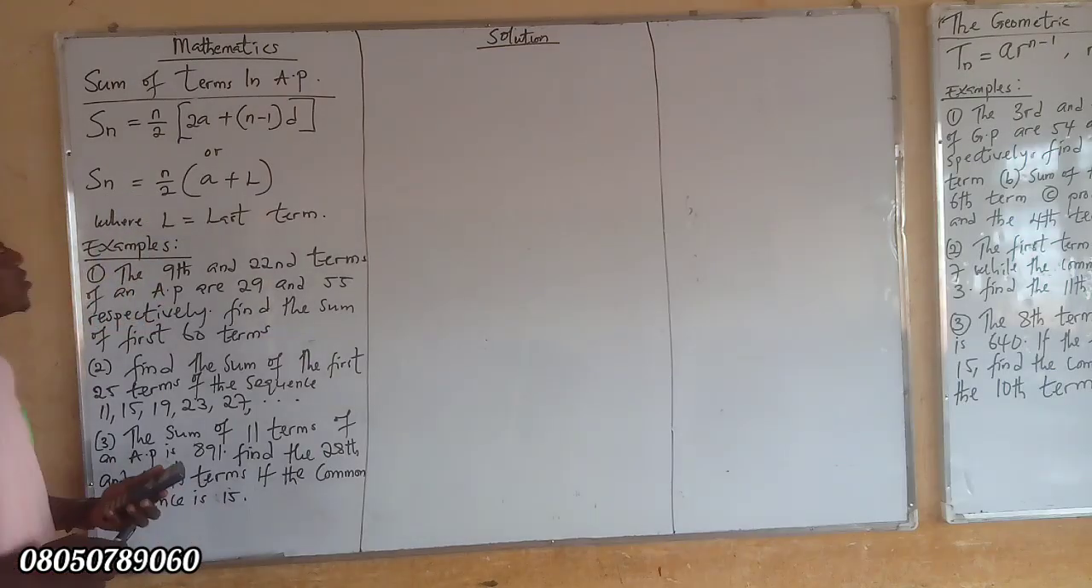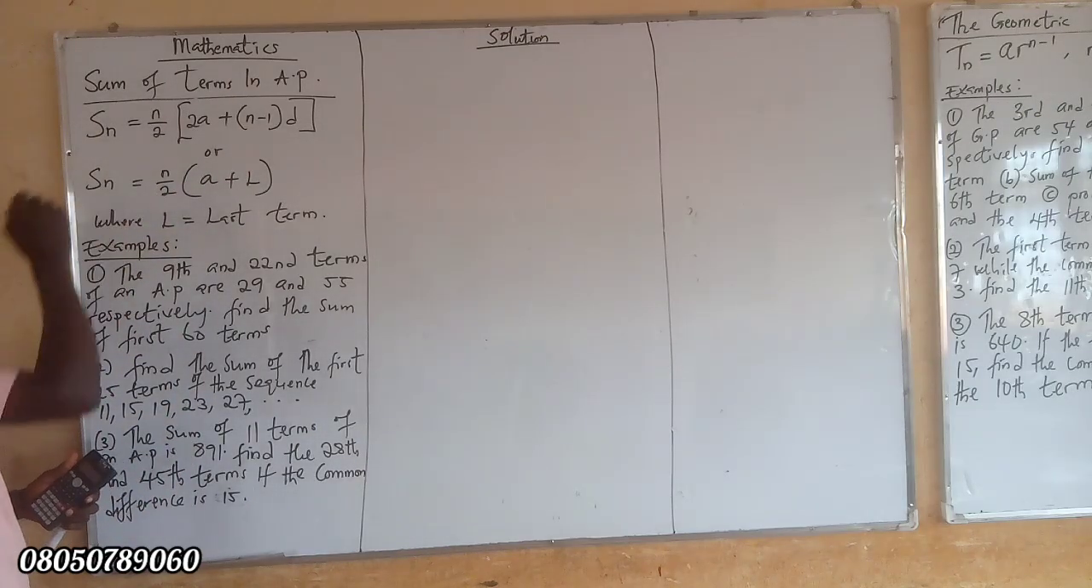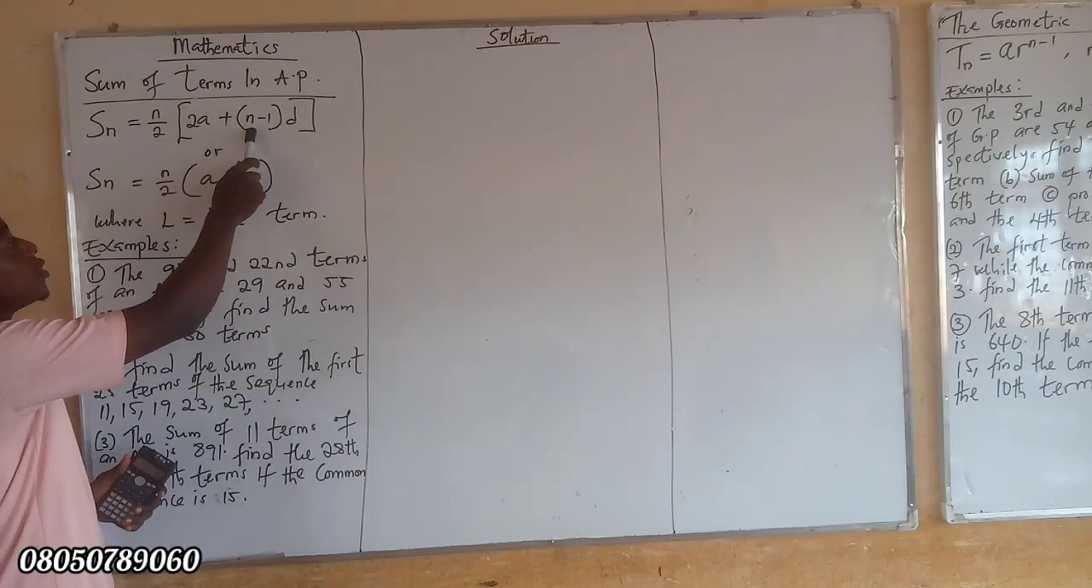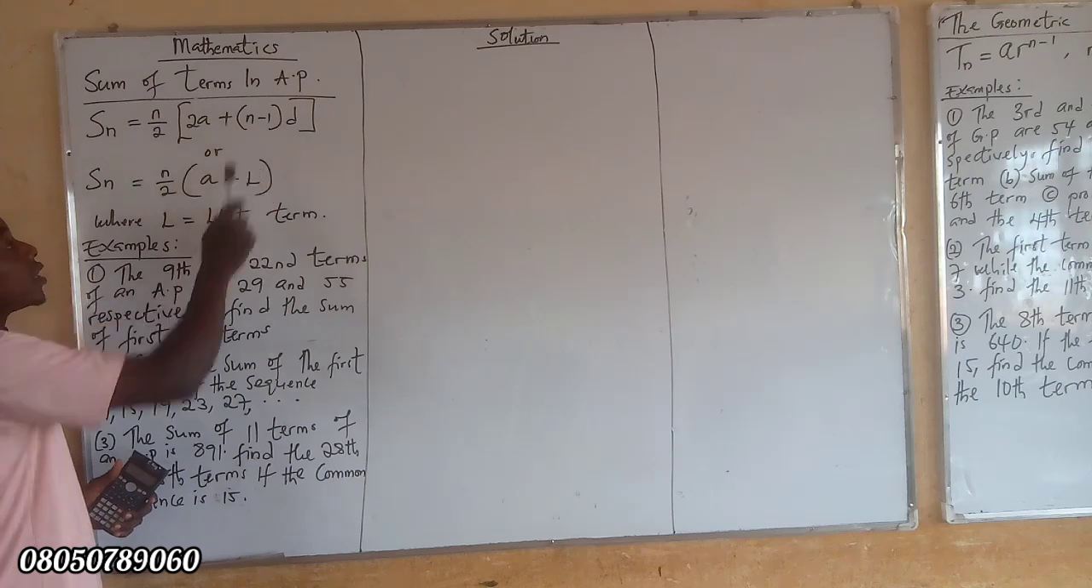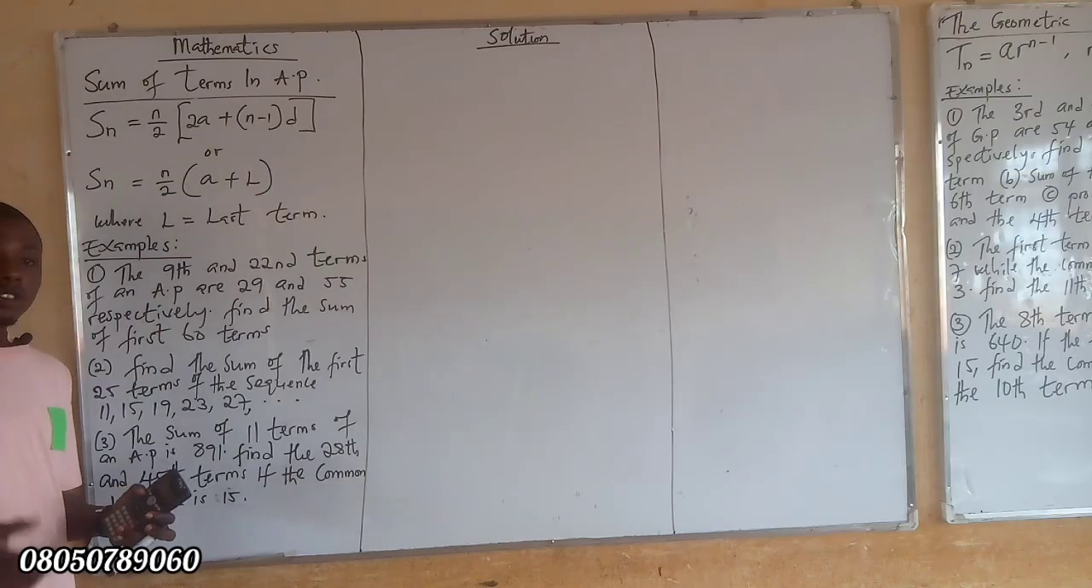Today we'll be looking at the sum of terms in AP. The sum of terms in AP is given by Sn equals n over 2 into bracket of 2a plus bracket of n minus 1, close bracket, multiplied by the common difference d. I have talked about the nth term, so you can go and watch that video on that.